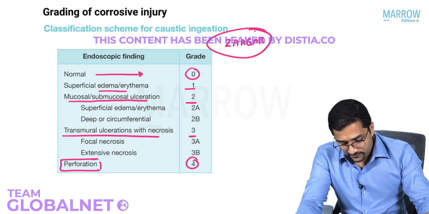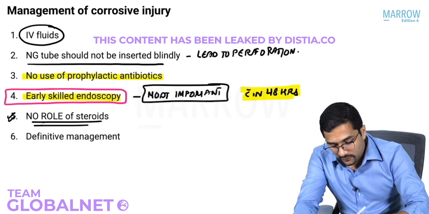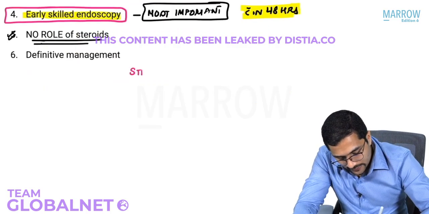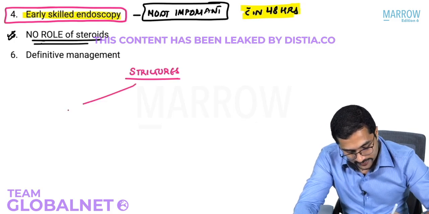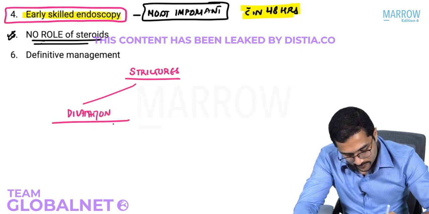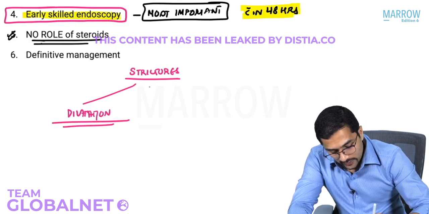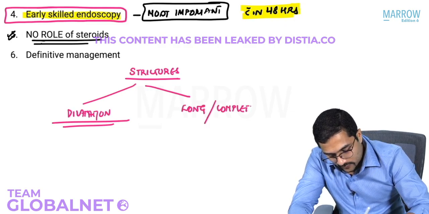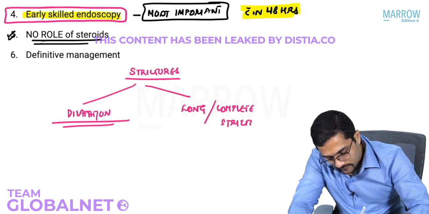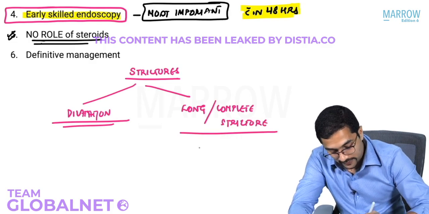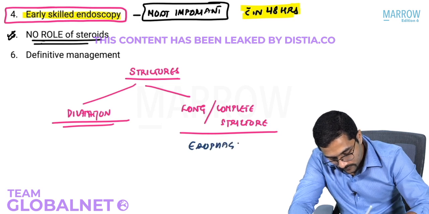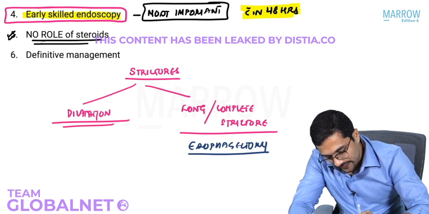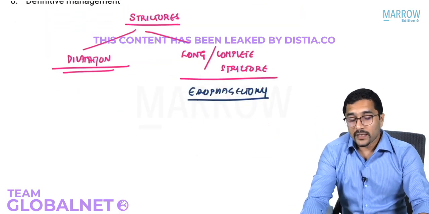Ultimately, strictures will form in these patients, and we have to manage them. How do we manage these strictures? They can be dilated, so regular dilatations can be done, or if it is a long complete stricture, then we need to carry out an esophagectomy in these patients as well.